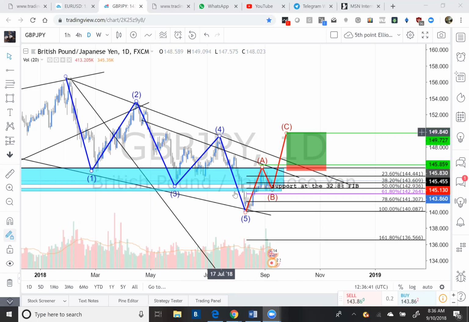It broke out of a flag here and it's going down. Right? So I'm going to pause. I'm going to go on to other trade setup shortly.